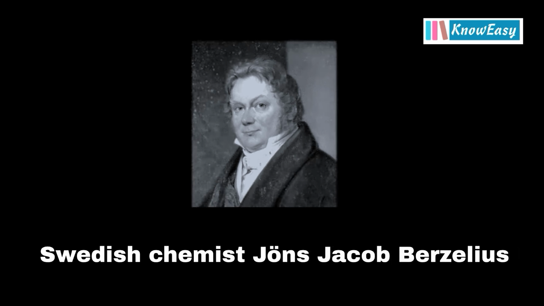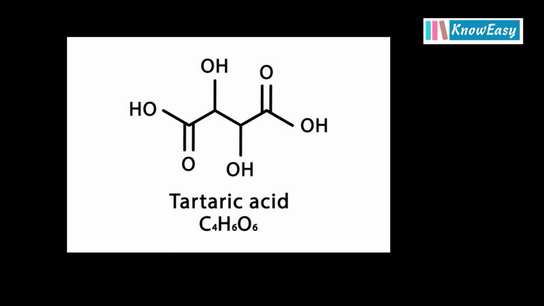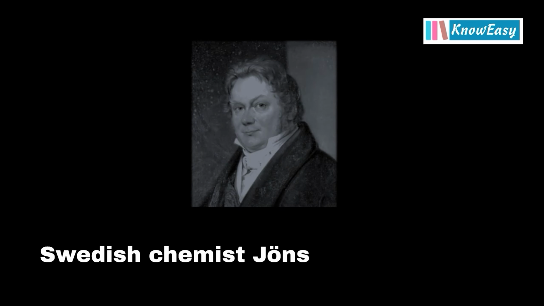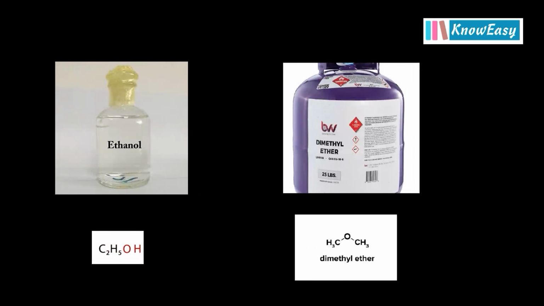The term isomer was coined by the Swedish chemist Jöns Jacob Berzelius in 1830. In the early 19th century, Berzelius was studying tartaric acid and racemic acid. These acids have the same molecular formula but different properties. He realized that there must be a structural difference causing these distinct properties. This observation led him to propose the idea of isomerism, where compounds can share the same molecular formula but differ in the arrangement of their atoms. His work laid the foundation for the concept of structural isomerism and paved the way for further discoveries in the field of organic chemistry.